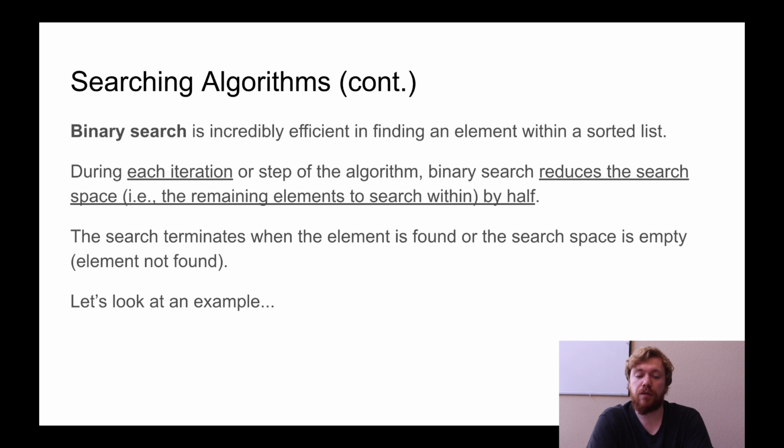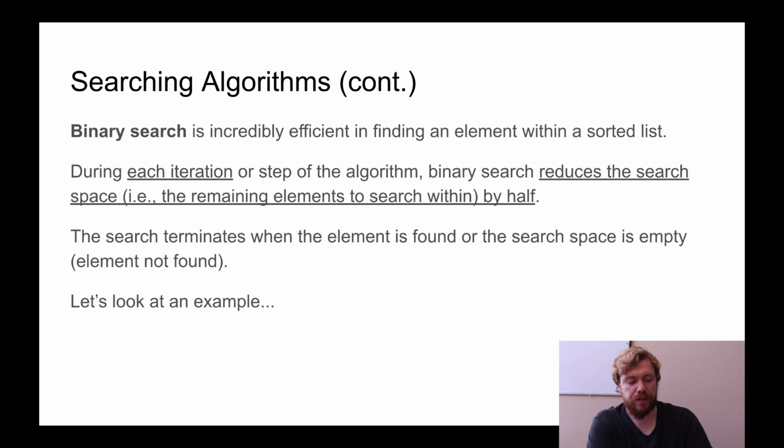So binary search is incredibly efficient in finding an element within a sorted list. During each iteration or step of the algorithm, the binary search algorithm reduces the search space, i.e. the remaining elements to search within, by half. And the search terminates when the element is found or the search space is empty. In other words, the element is not found. You've halved all of the sublists enough to the point where there is no longer a sublist to be halved.